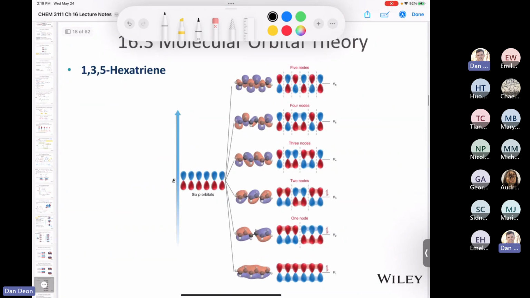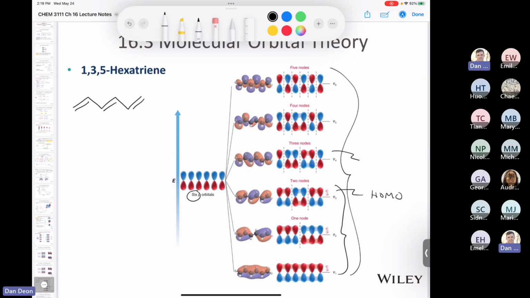And then this molecule is 1,3,5-hexatriene, so that'd be 1, 2, 3, 4, 5, 6. There's nothing really that I want to show you on here, except if you have 6 atomic orbitals, you get 6 molecular orbitals and 6 electrons. They all go into the 3 lowest energy molecular orbitals. This one here would be the HOMO, right? This one here would be the LUMO, is what you'd call that. Anyhow, I won't go into any more detail about that.